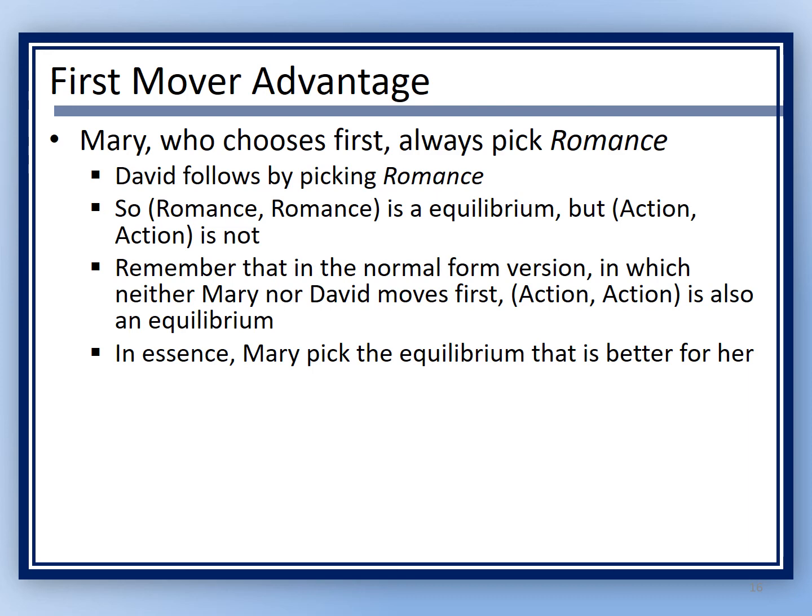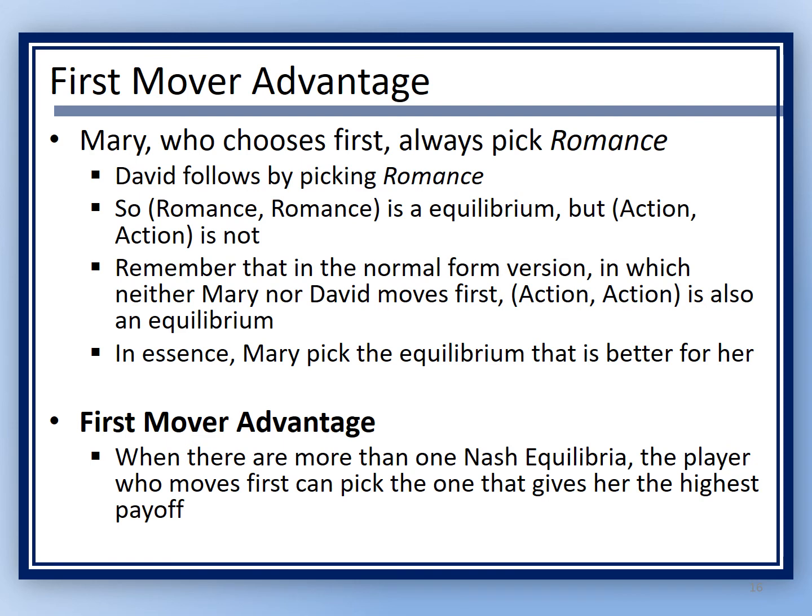So in some sense, Mary is choosing the equilibrium that's better for her. We call that first mover advantage. When there is more than one equilibrium, the player who moves first can pick the one that gives her the highest payoff. So there's some advantage in moving first if there are stable outcomes. If there are stable outcomes, it's worthwhile to move first. But we'll see in the next example later on that if there is no stable equilibrium, then it's actually worse to move first.